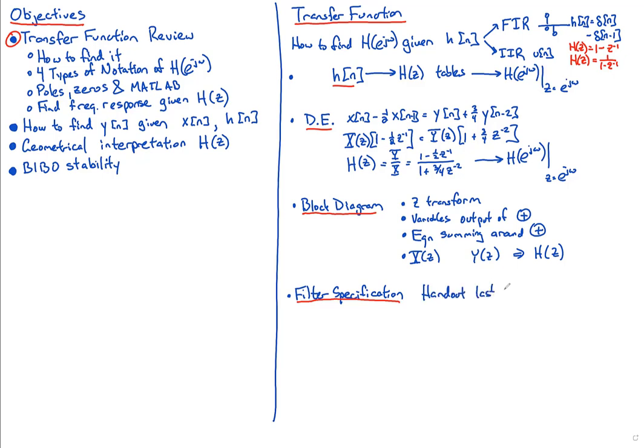Did you say m equals 3 or m equals 2? You're right. You're exactly right. It was n equals 0, m equals 2. So there are 3 coefficients. Thank you. You're exactly right. Okay. So that's 4 different ways to find transfer functions.